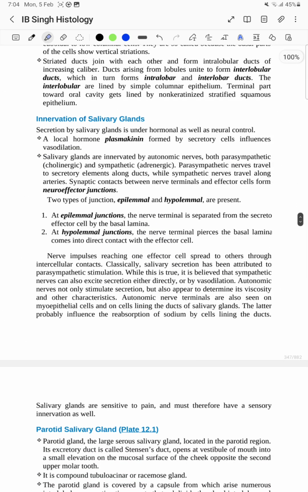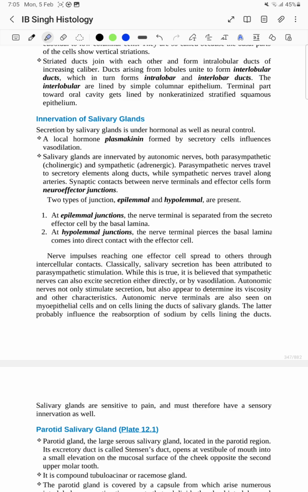Innervation of salivary glands. Secretion by salivary glands is under hormonal as well as neural control. A local hormone, plasmakinin, formed by secretory cells, influences vasodilation. Salivary glands are innervated by autonomic nerves, both parasympathetic, cholinergic, and sympathetic, adrenergic. Parasympathetic nerves travel to secretory elements along ducts, while sympathetic nerves travel along arteries. Synaptic contact between nerve terminals and effector cells forms neuroeffector junction. Two types of junction, epilemmal and hypolemmal, are present.